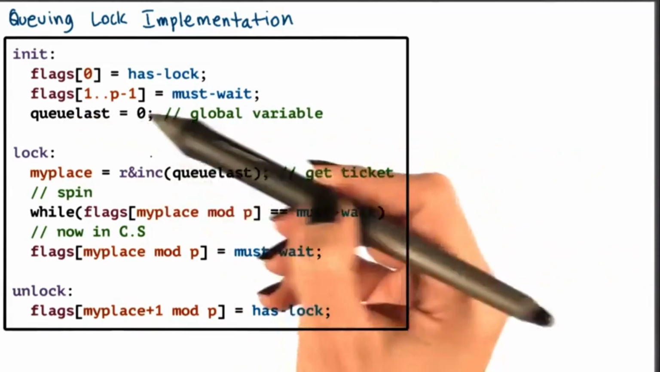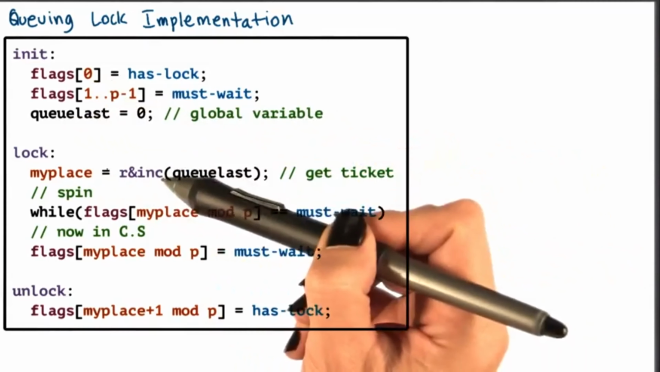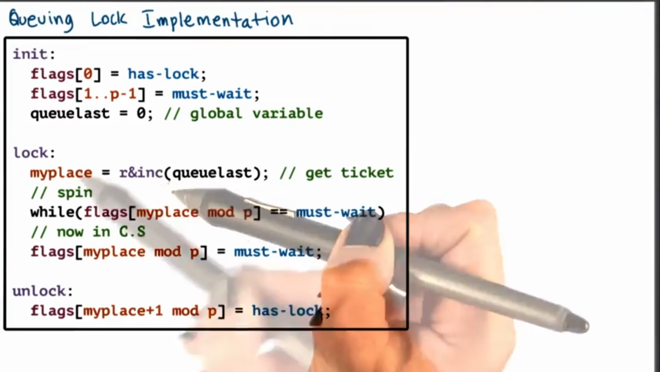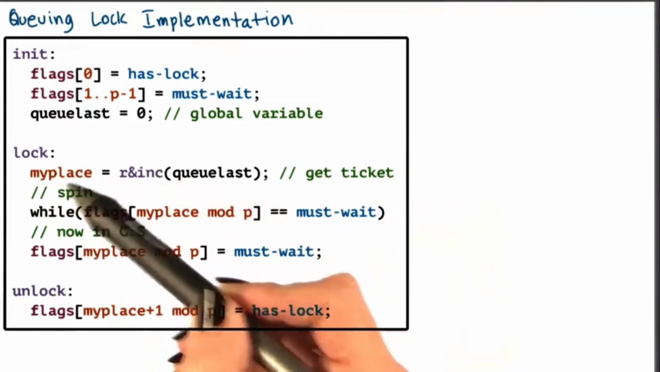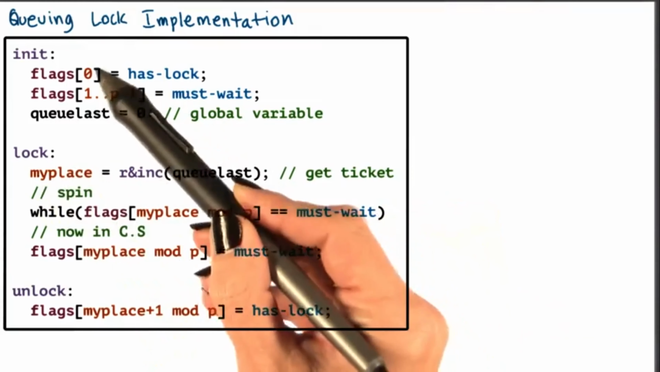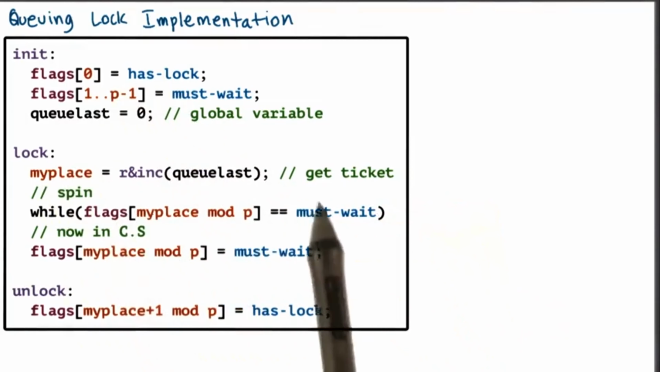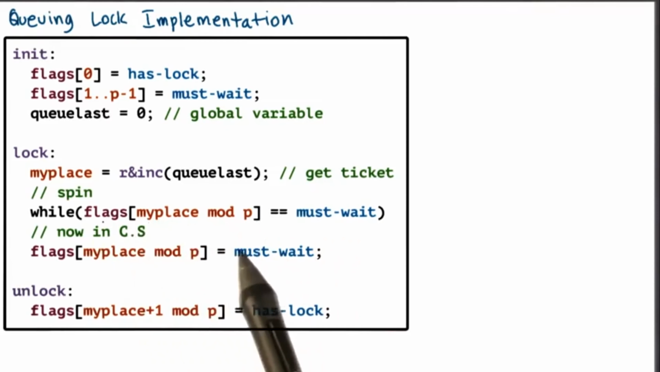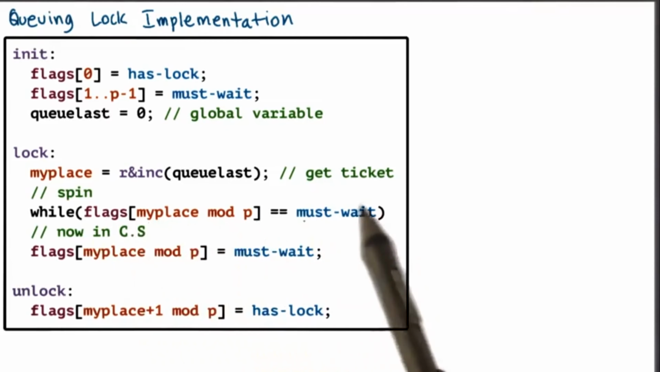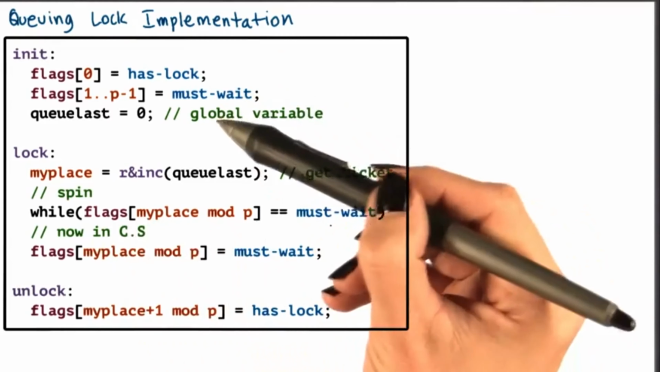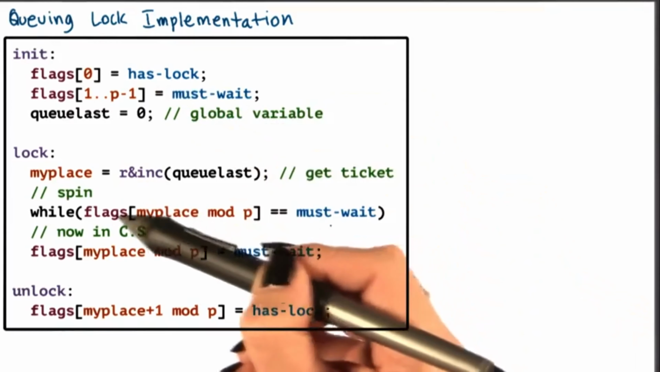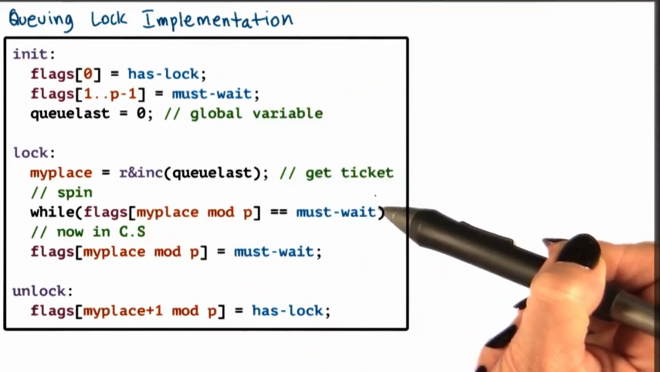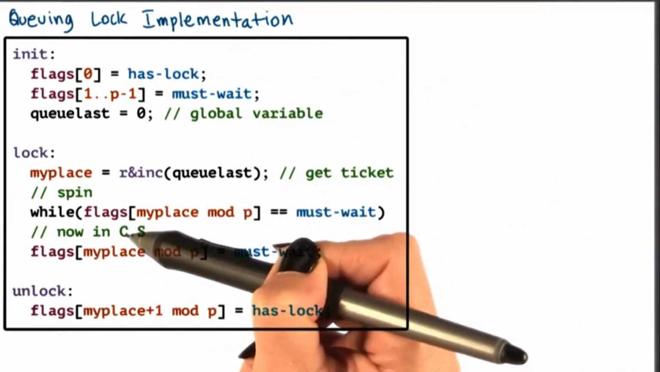To obtain a ticket into this queuing lock, a process must first perform a read and increment atomic operation. That will return the my place, so the index into that particular process into the queue. The process will then continue to spin on the corresponding element of the array as long as its value is must wait. For the very first thread that arrives at this lock, the value of flags of 0 will be has lock, so that one will successfully acquire the lock and proceed in the critical section.